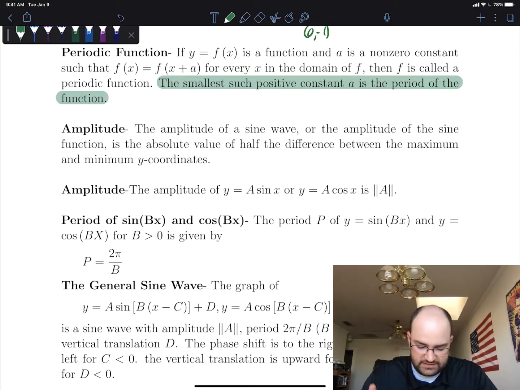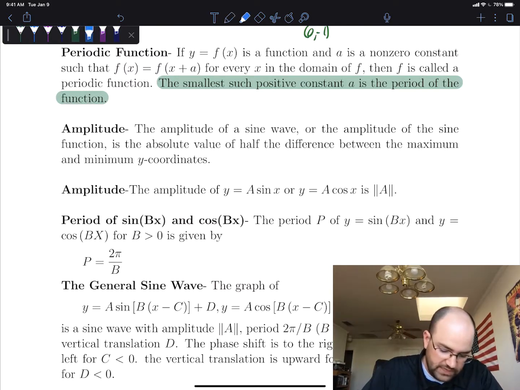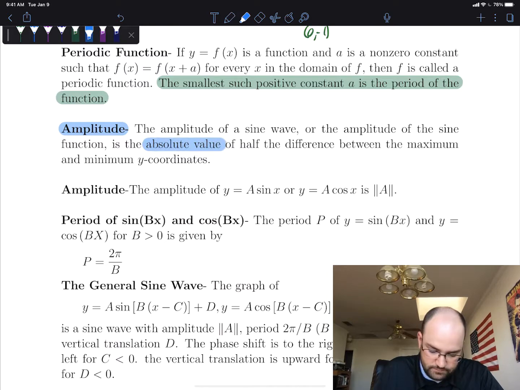Now, every sine wave, be it sine or cosine, they're both technically sine waves, has an amplitude. The amplitude of a sine wave, or the amplitude of the sine function, is the absolute value of half the difference between the maximum and minimum y coordinates.